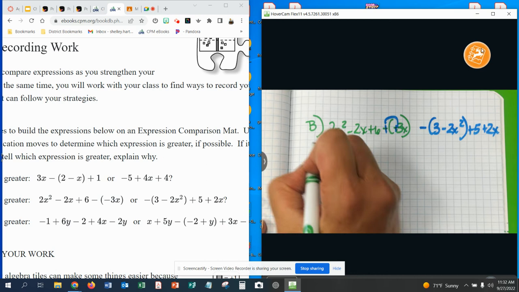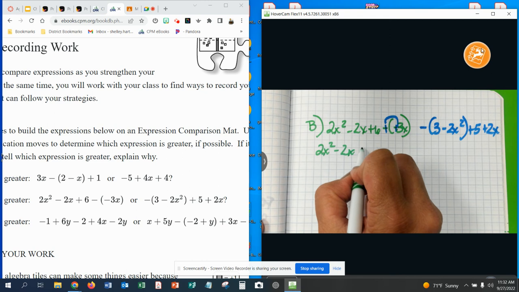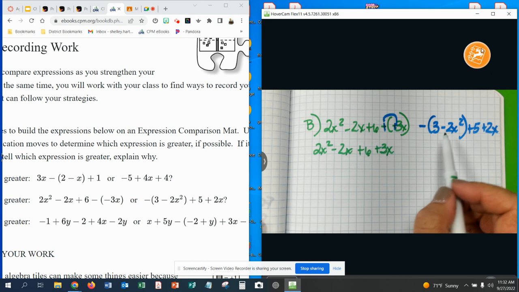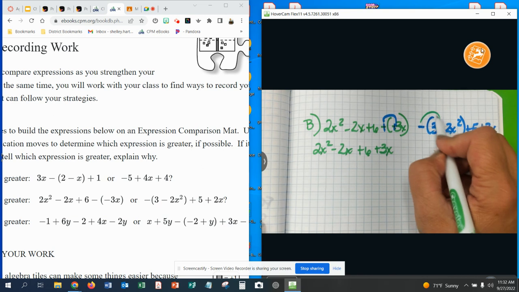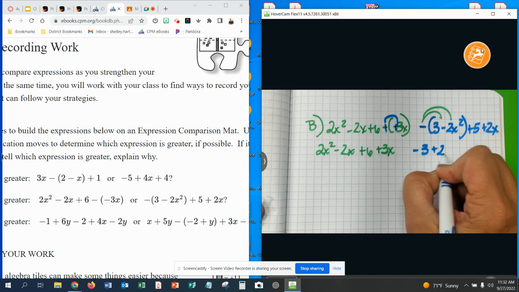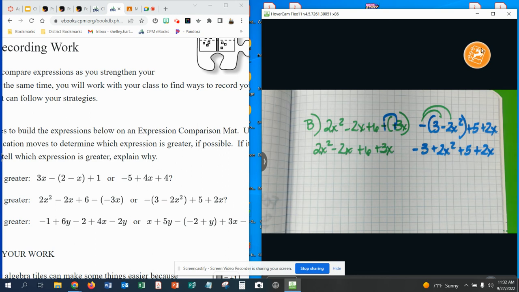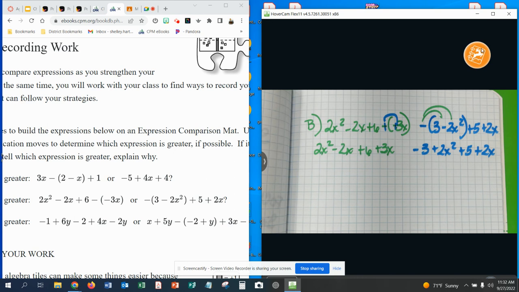I'm going to rewrite. So I've got 2x squared minus 2x plus 6 plus 3x. What about this one? What do I need to do here? Yeah. You also need to do the same thing. And then I will rewrite. So I have a negative 3 plus 2x squared plus 5 plus 2x. Okay. What am I going to do now? Yes. Good. So what am I going to put out in the front?